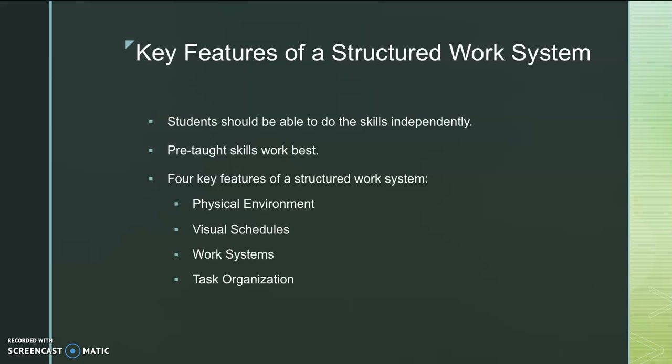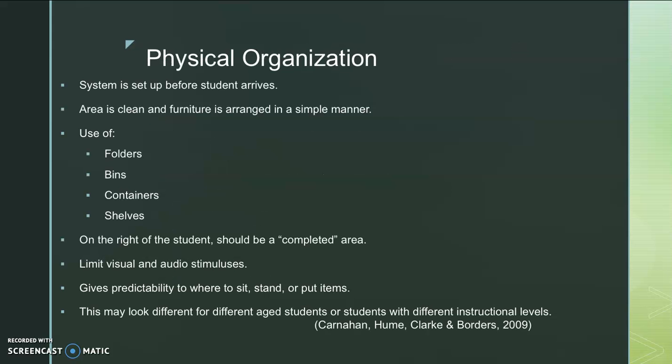4 key features of a structured work system include the physical environment in which the work system is present, the visual schedules that are utilized within a work system, the work systems themselves, and the organization of the task at hand. The physical organization includes the system in which the environment plays a role.